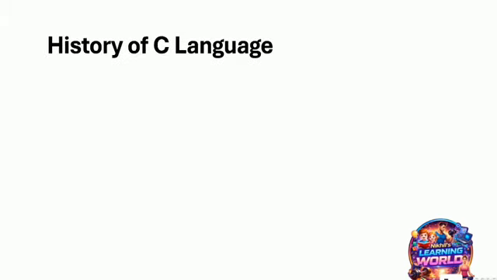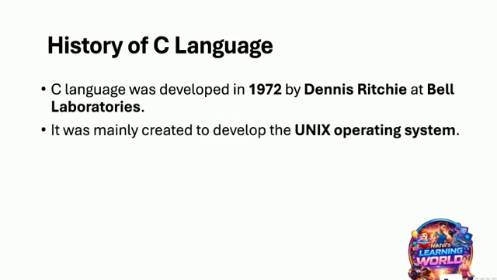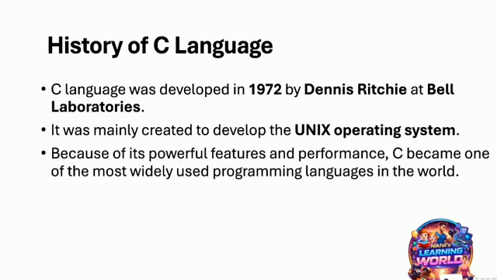Okay, so let's see about the history of C language. C language was developed in 1972 by Dennis Ritchie at Bell Laboratories. It was mainly created to develop the UNIX operating system because of its powerful features and performance. C became one of the most widely used programming languages in the world.